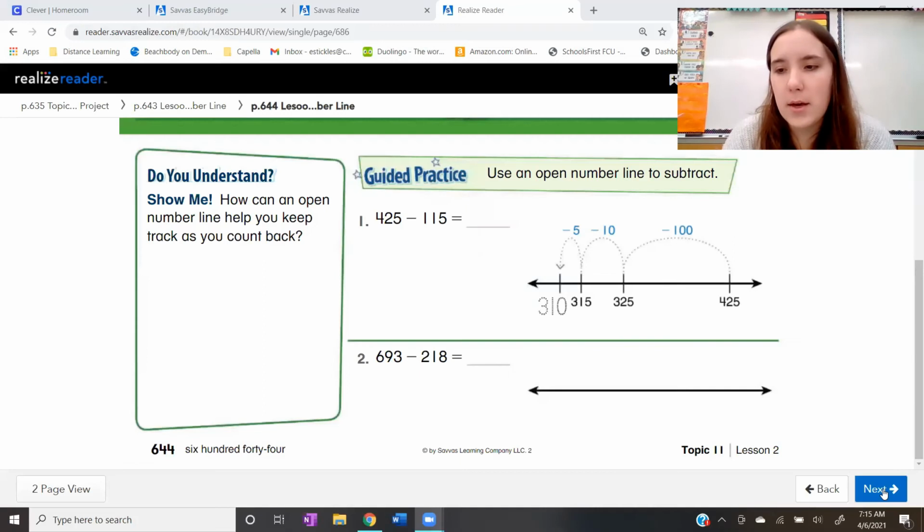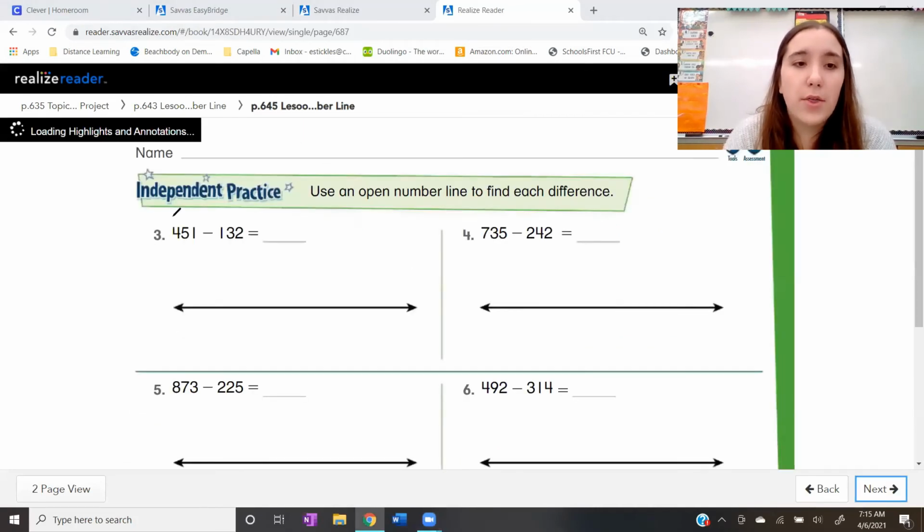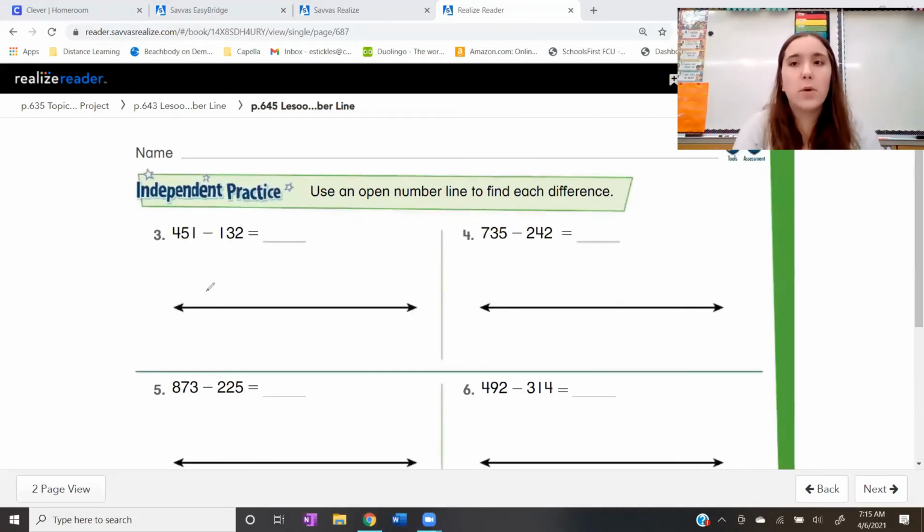Okay, let's do a couple more problems together. Okay, let's turn that page. Let's do number 3 together. So our problem is 451 minus 132. So we always start at our bigger number, and we're always going to start at the right when we're doing subtraction. So 451.